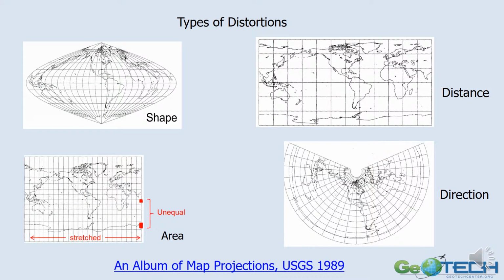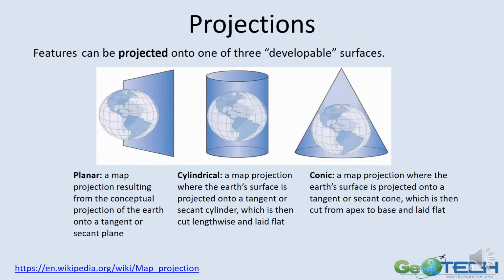These are another example of that. Shape can be distorted, area can be distorted, distance can be distorted, and the direction can be distorted. Features can be projected on one of generally three developable surfaces, and here we have planes, cylinders, and cones. So these three surfaces are the developable surfaces and their shape.